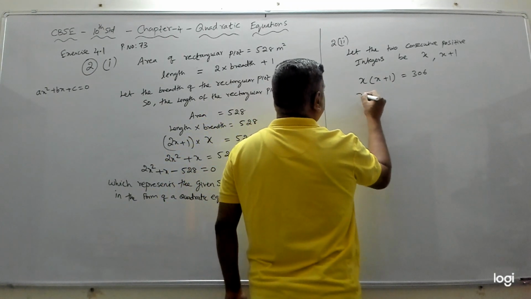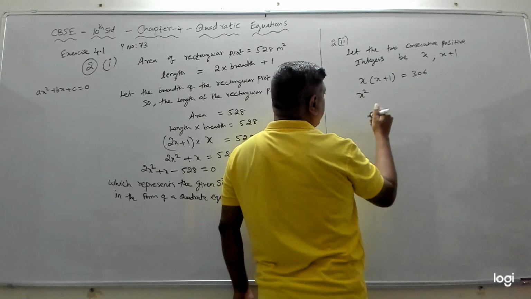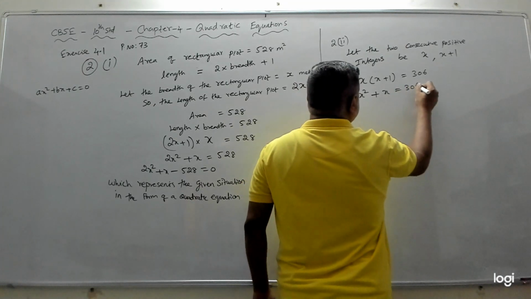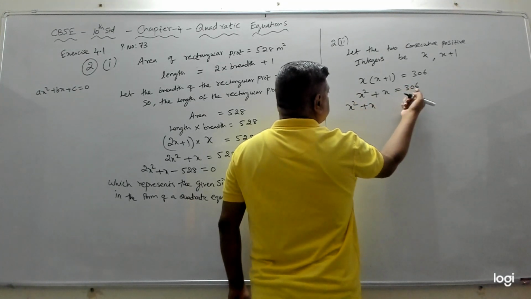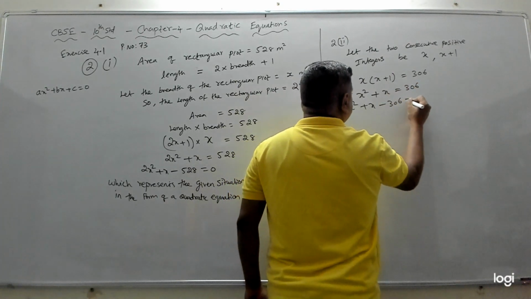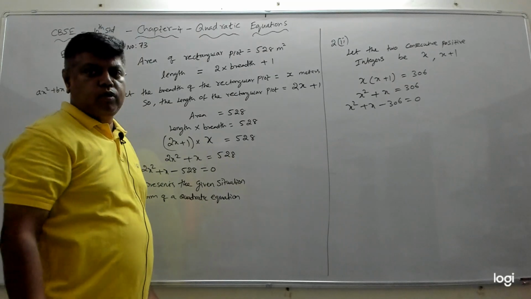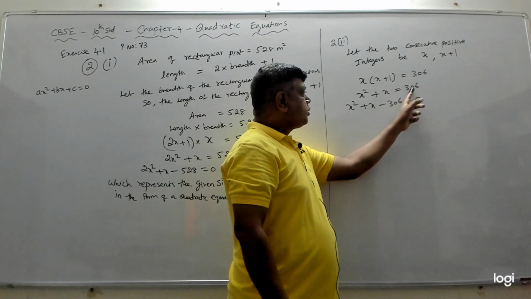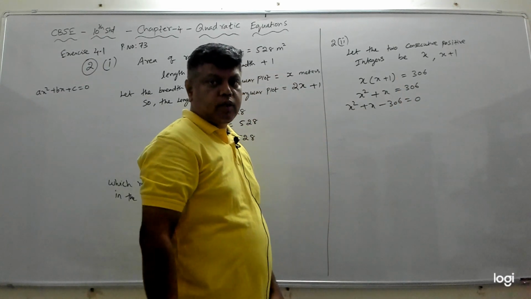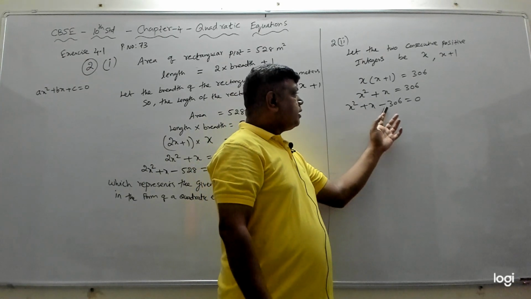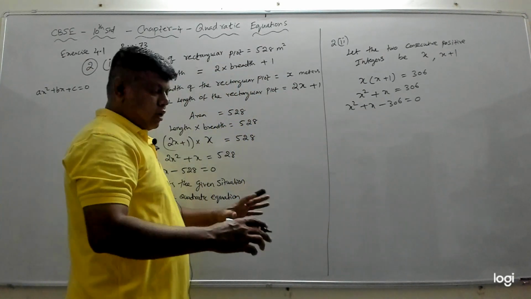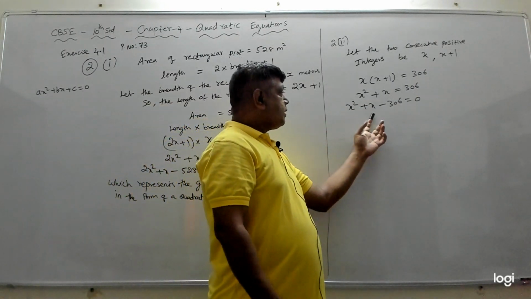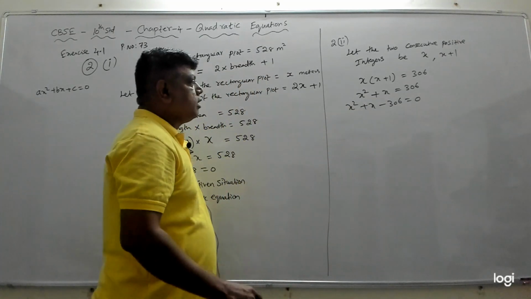Now x into x is x square, because we have to represent that in the form of a quadratic equation. Now x into 1 is x, equal to 306. Now it becomes x square plus x. This 306 comes this side, it will become minus 306 equal to 0. So your answer is x square plus x minus 306. I'm sorry, it is 306. Sometimes I say 306, please excuse me. So x square plus x minus 306 equals 0.